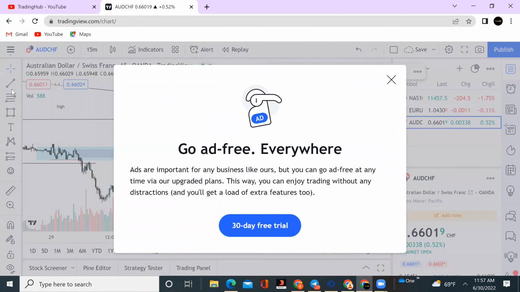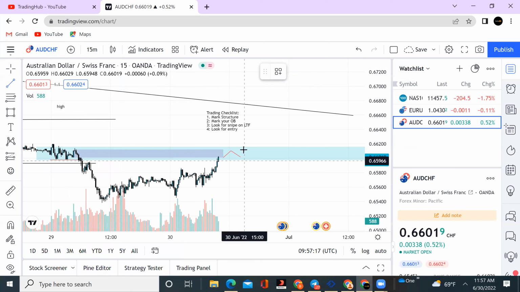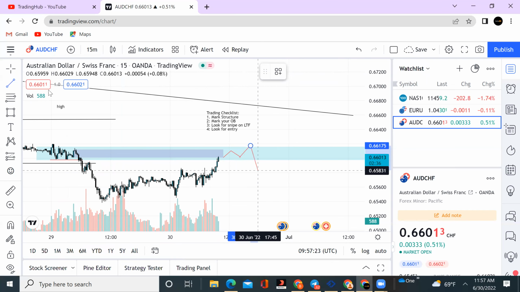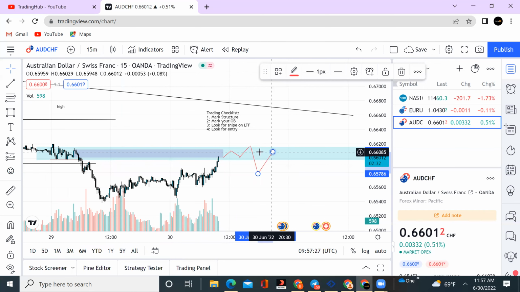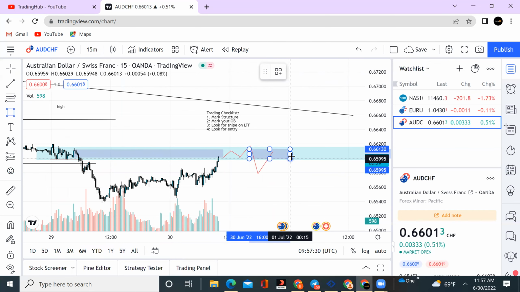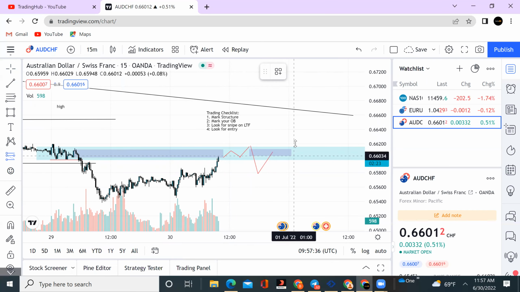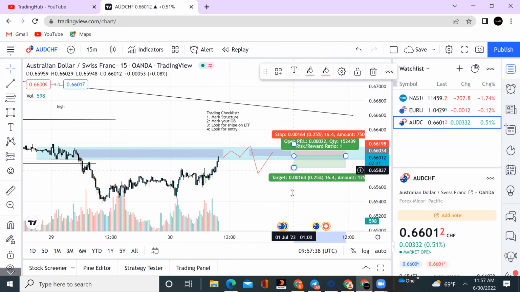Then maybe I would want price to break up here. Then I would want to see something like that. Then I'd want to see a retracement to an order block, which would probably be around here. And this is typically when you would take your setup, and then look for entry. You would probably have a 1 to 3.